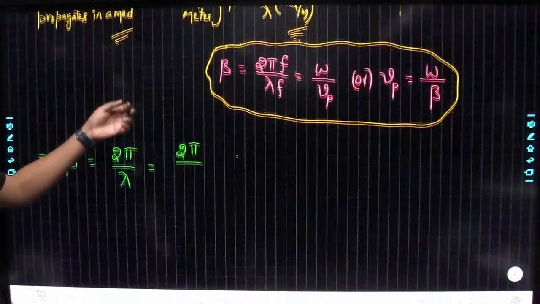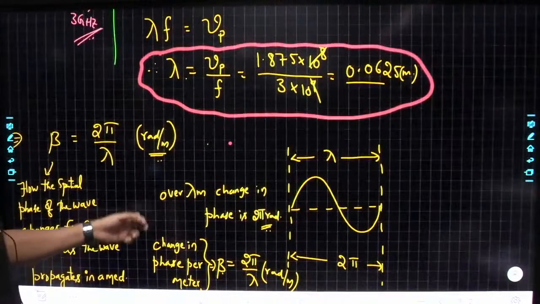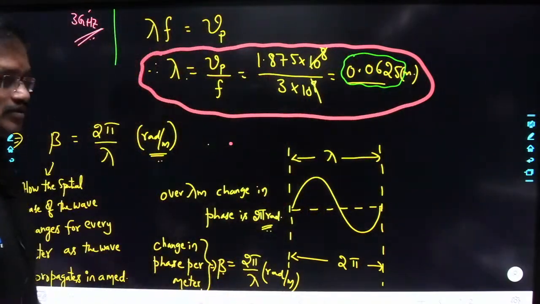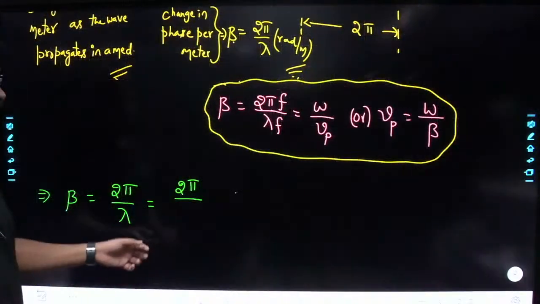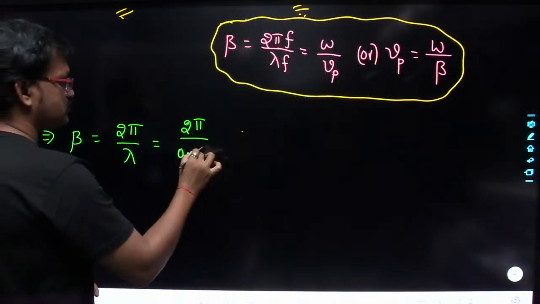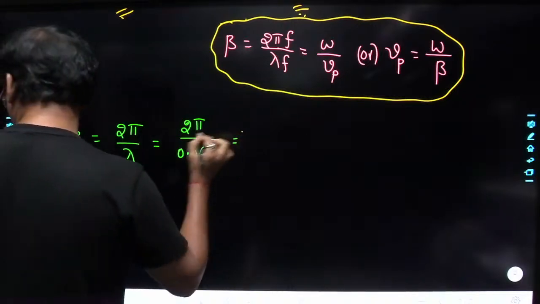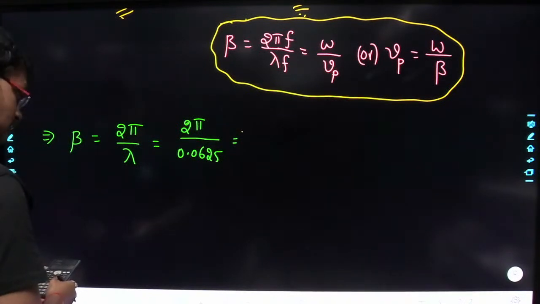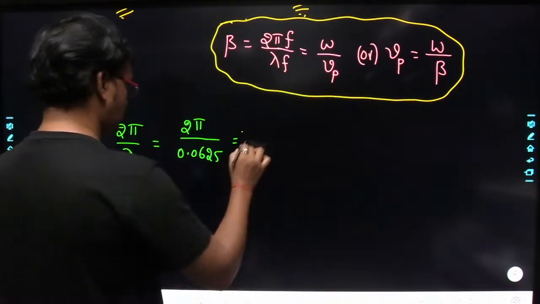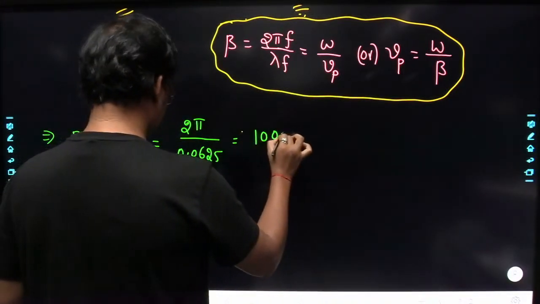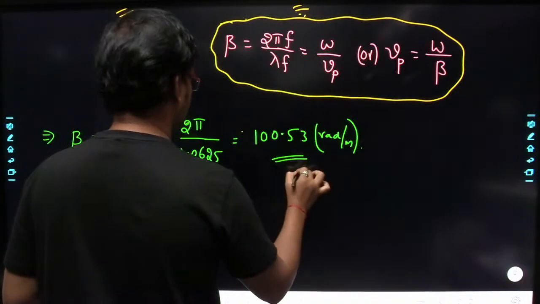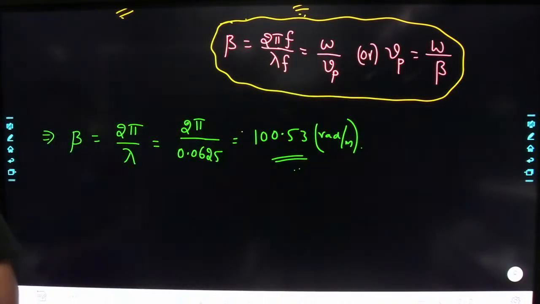What is the lambda value here? Lambda is 0.0625 meters. Substitute that: beta equals 2 pi divided by 0.0625. What are you going to get? You get 100.53 radian per meter. So this is the phase constant beta value, right?